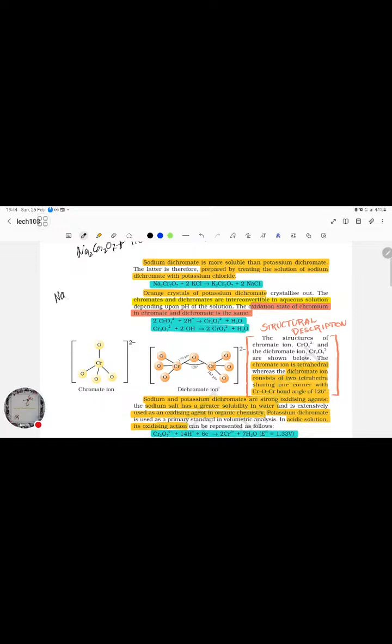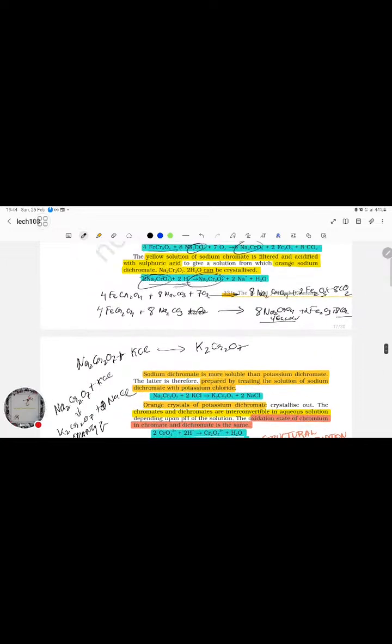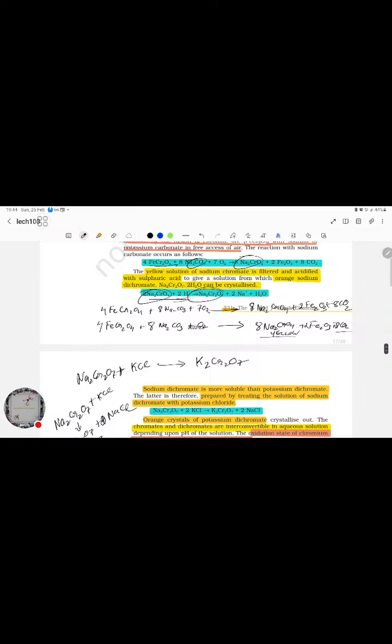So sodium dichromate upon reaction with KCl leads to the formation of K2Cr2O7, that is potassium dichromate, with the formation of sodium chloride and orange crystals. This is basically an orange crystal. Sodium chromate is a yellow solution, and sodium dichromate is orange.